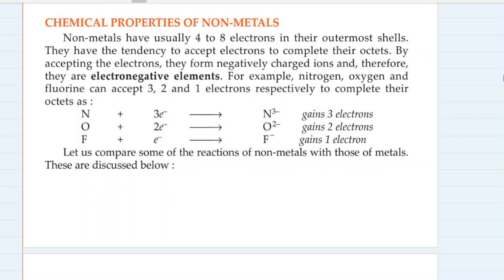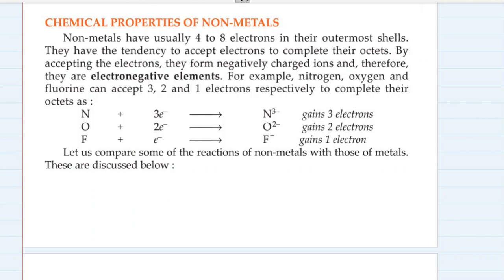See, the chemical properties of non-metals, or trying to understand the pattern in which non-metals react, is not as complicated or not as lengthy as metals. So here there will be very limited examples, and also this video will be comparatively shorter than the previous video, that is chemical properties of metals. So let's start by understanding what is the tendency of non-metallic elements.